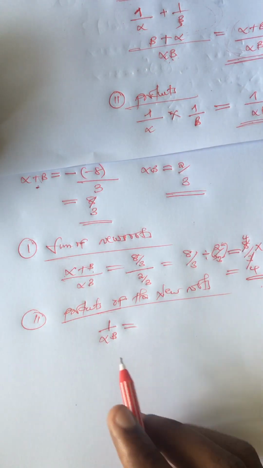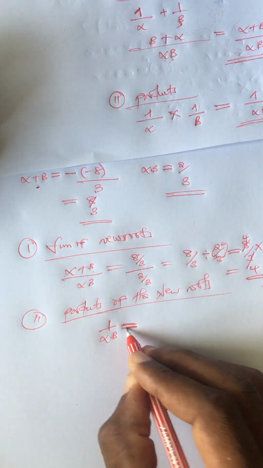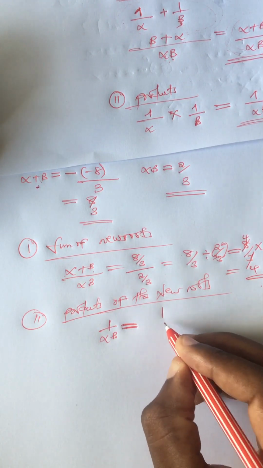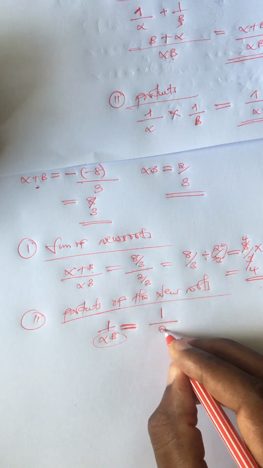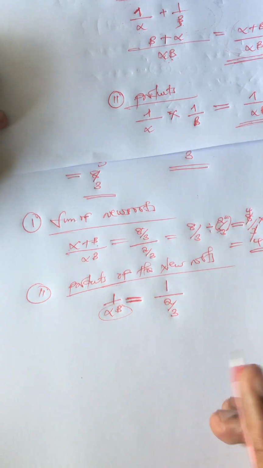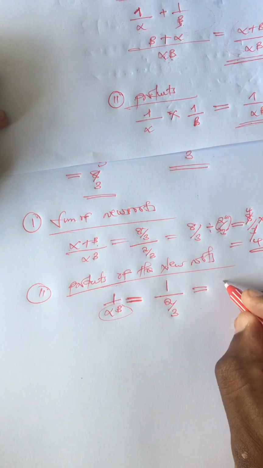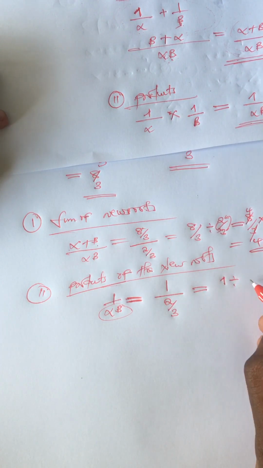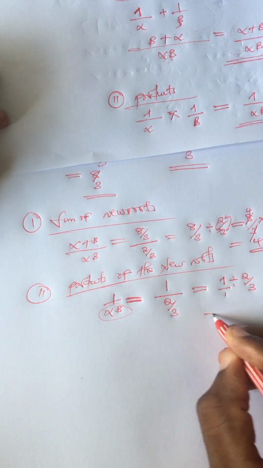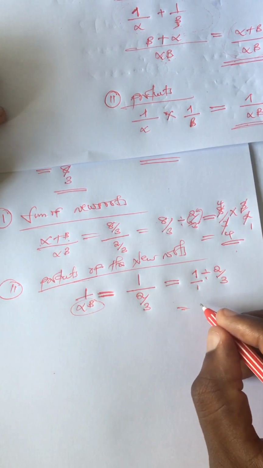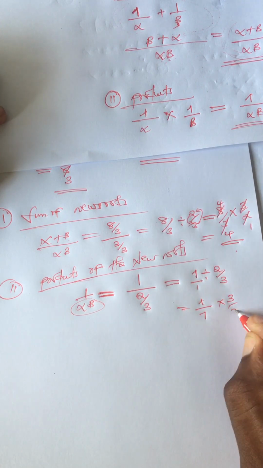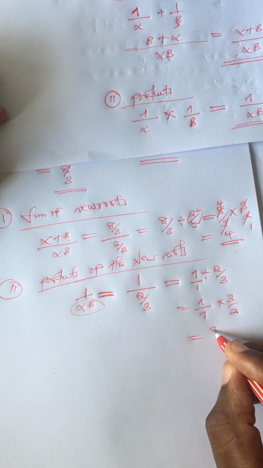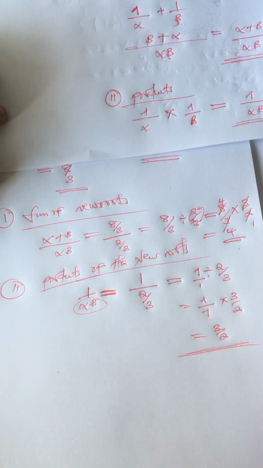All right. Then this part, we say 1 over alpha beta. Alpha beta is 2 over 3, like that. Then this is equal to 1 divided by 2 over 3. Then we can write the 1 as 1 over 1 multiplied by 3 over 2. Then this will be 3 over 2, like that.